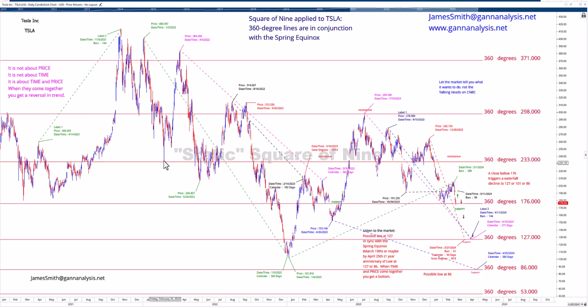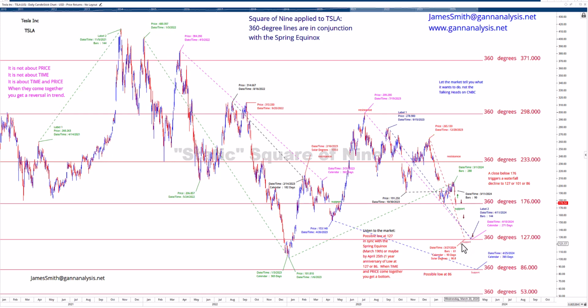So when it bounced off this level here, you wanted to buy it for a move up. And in theory, if you take this out, you close below 176, you want to sell it for a move down here or down here. And you have to keep an open mind. When is it going to bottom? You don't know. It could be March 27th in sync with the 90 calendar day count down from high.